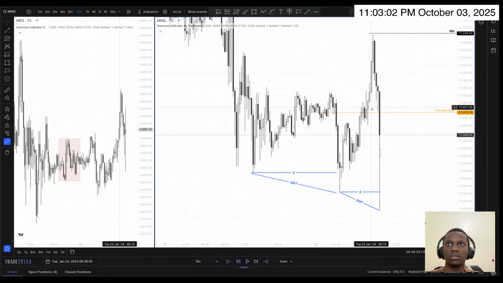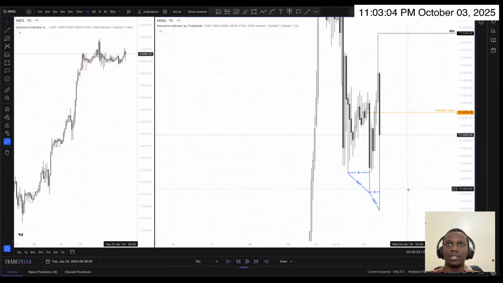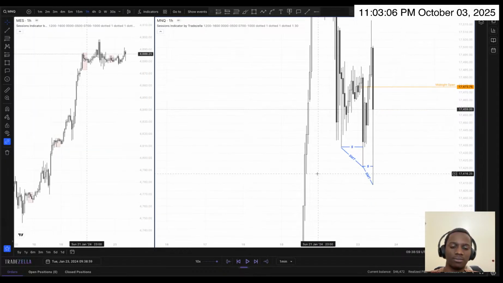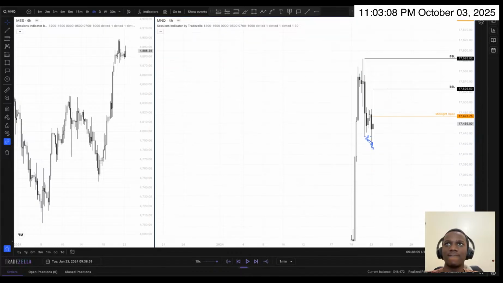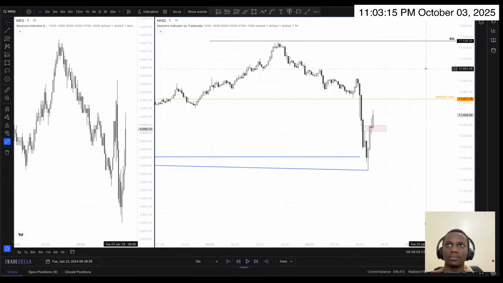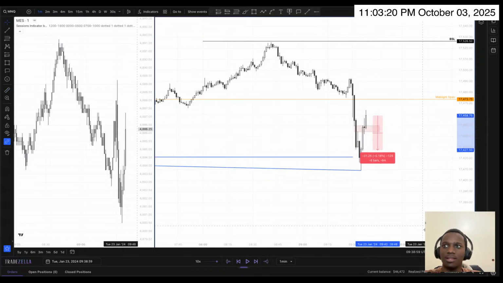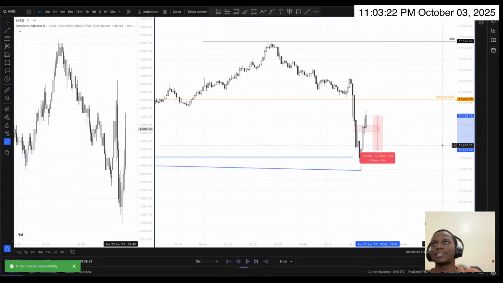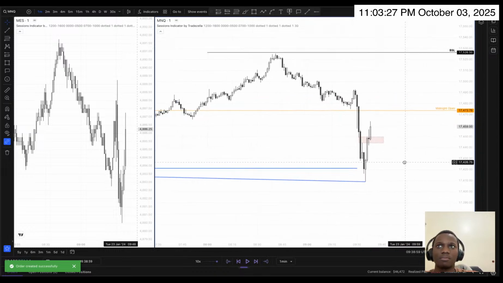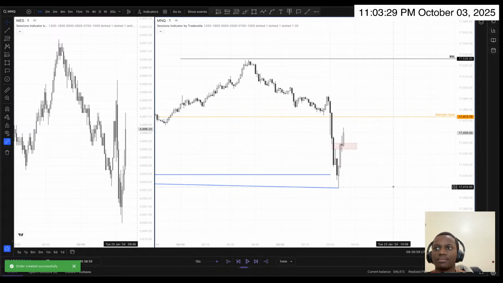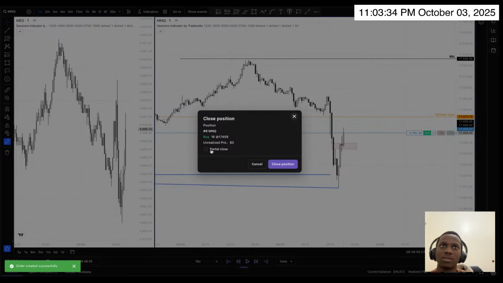Now, are we in any kind of POI? 1 hour fair value gap, 4 hour beautiful fair value gap here. So if I enter, my ISO will be somewhere around there. 30. It's a buy again. Where is my order? Let's close 8.